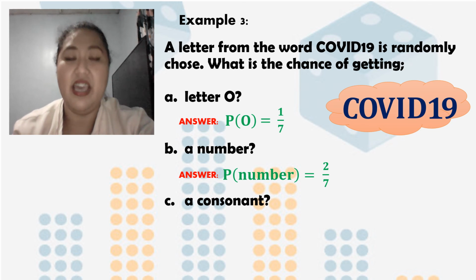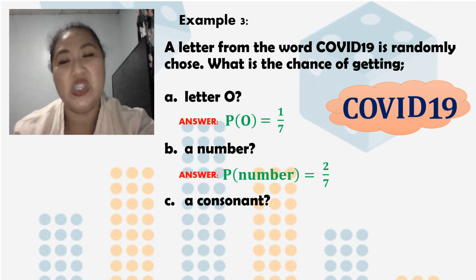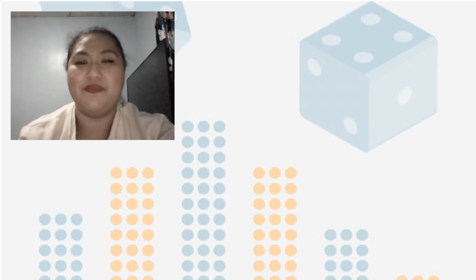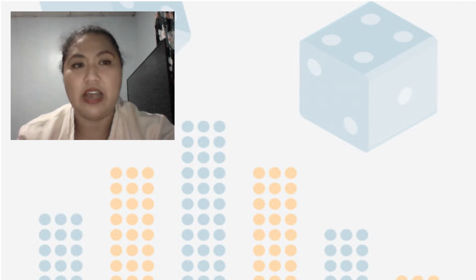Okay? And lastly, a consonant. Ayun, tumalon na agad si letter C, si letter V, at si letter D. So, ilan ang consonant natin? We have 3 consonants. Therefore, our favorable outcome is 3 over 7. Okay? So, that's all, class, for our examples for today. We have 3 examples there.